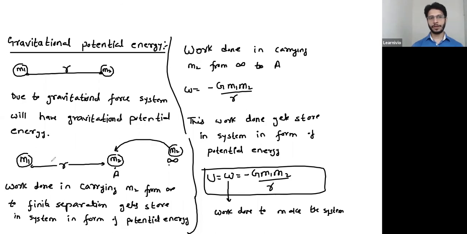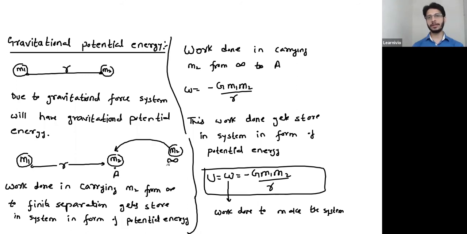See, when m1 and m2 were at infinite separation apart, there was no interaction between them. There was no work done, no interaction, there was no system. But when you bring this m2 from infinity to A, they start interacting with each other. They start exerting force over each other. When they exert force over each other, then we say it's a system. In physics, interaction means bodies exert force over each other. So I'm repeating again: when m1 and m2 are at infinite separation, there is no interaction between them.